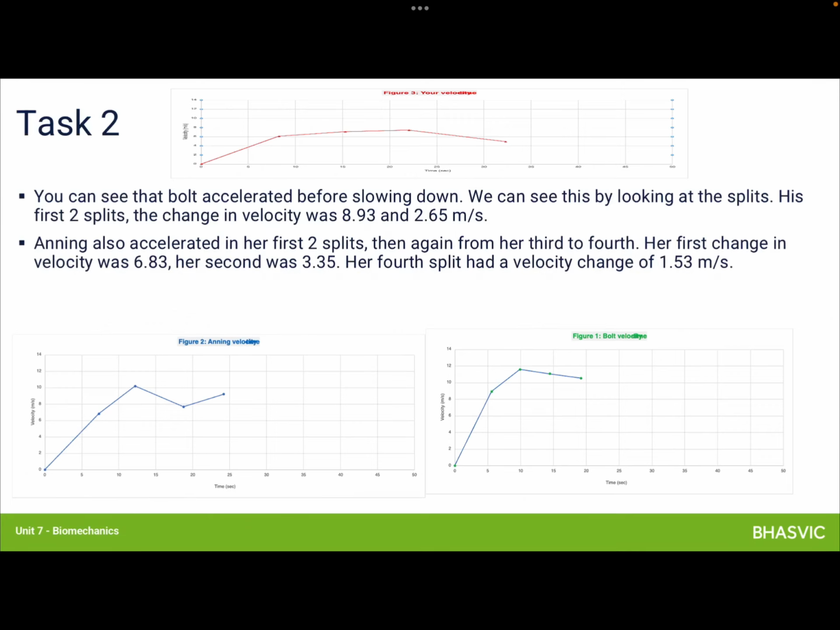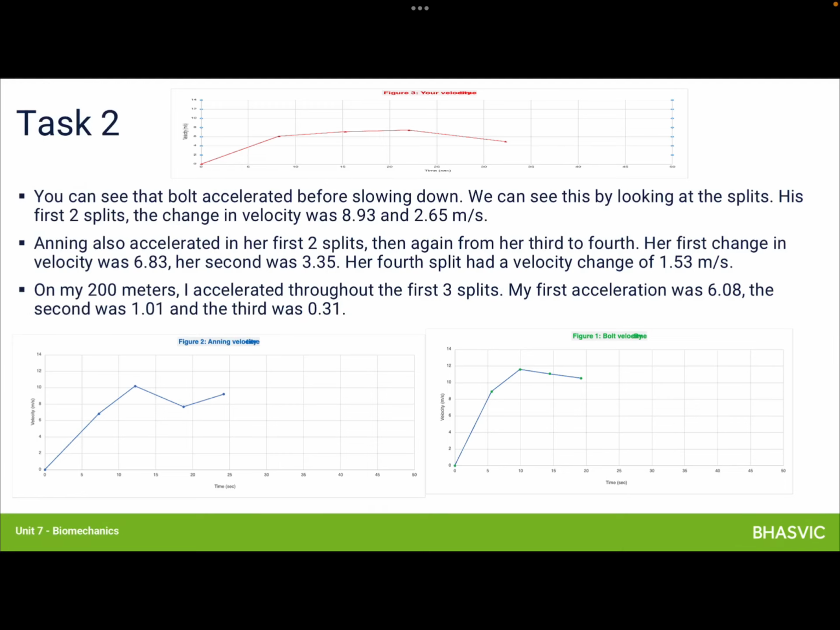Amber Anning also accelerated in her first two splits, then again from her third to fourth. Her first change in velocity was 6.83, her second was 3.35. In her fourth split, she had a velocity change of 1.53 meters per second.